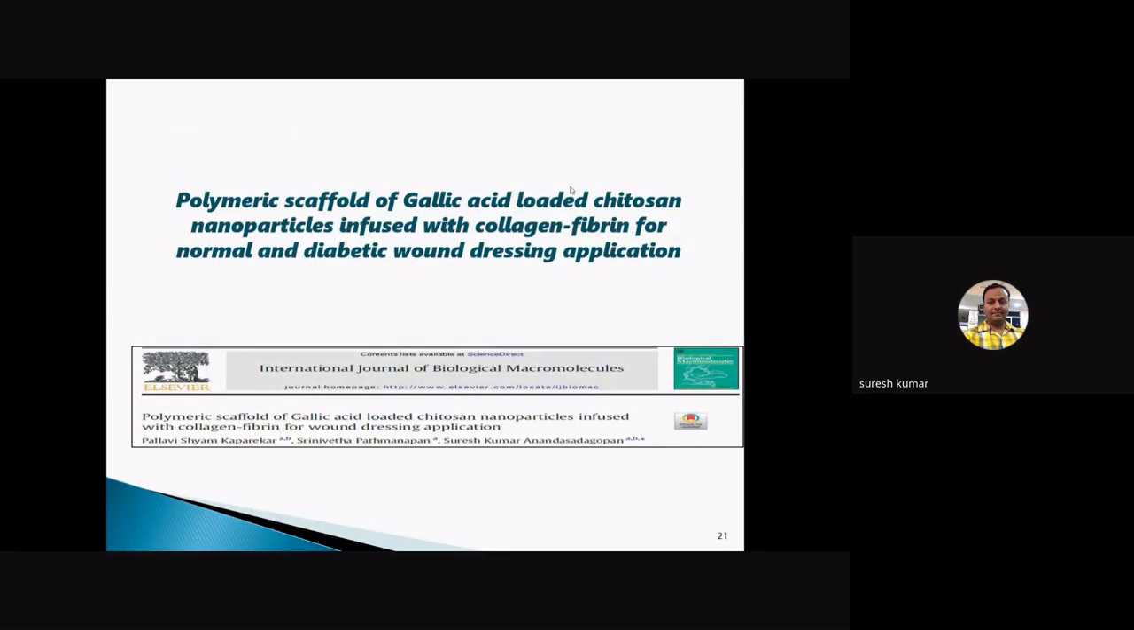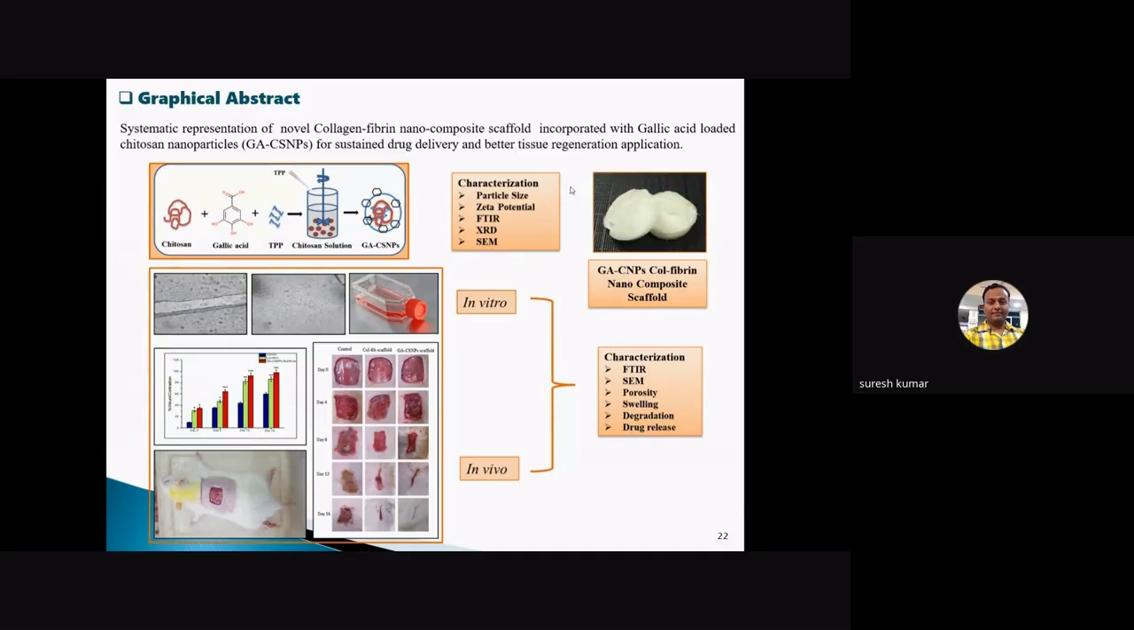I'm going to now discuss the research we have done, especially one of my PhD students did this study. There are two different chapters that I'm going to discuss in this presentation. In the first chapter, I'm going to talk about the polymeric scaffold of gallic acid loaded chitosan nanoparticles infused with collagen and fibrin for normal and diabetic wound dressing application. This is the nanoparticle-based drug delivery approach. This is the overall graphical abstract of this chapter. We use chitosan, a polymer available from marine sources, and the polyphenol gallic acid, which has been cross-linked with tripolyphosphate.